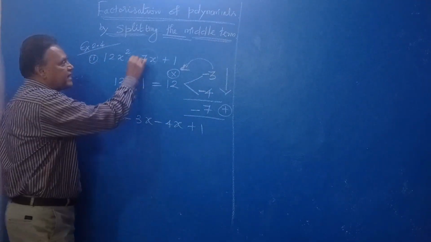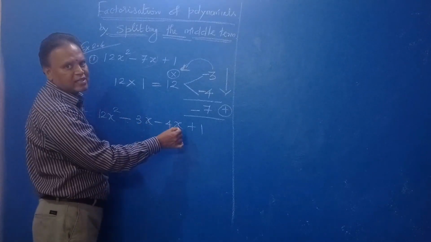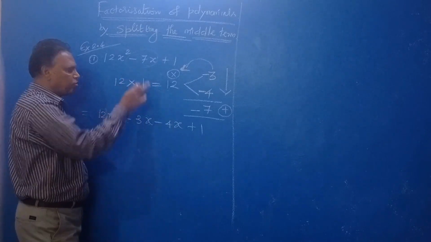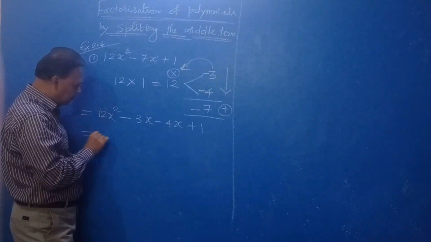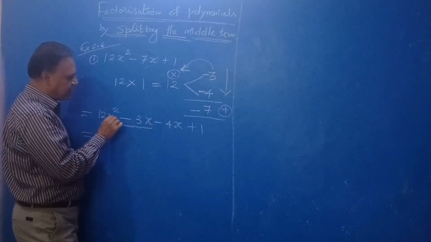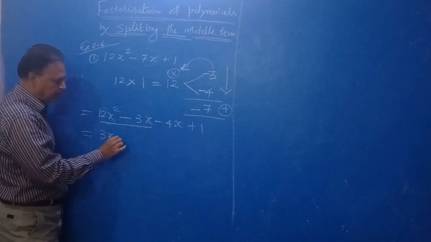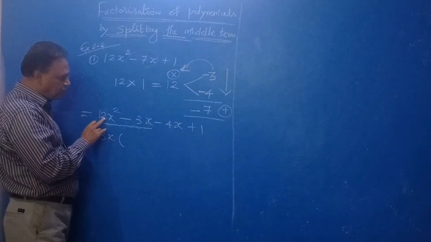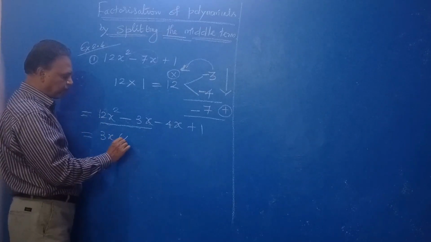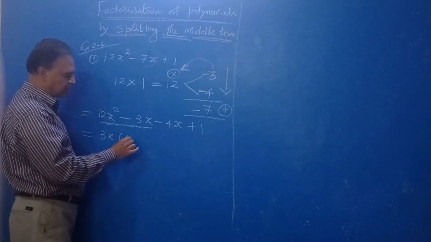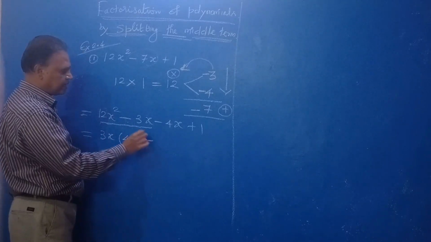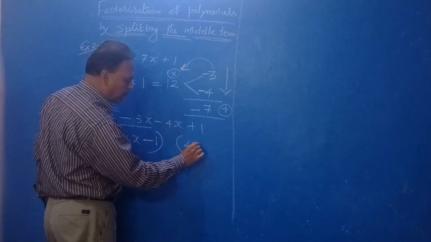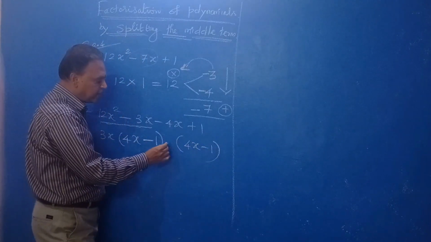Now this minus 7x can be written as minus 3x minus 4x, and it is correctly satisfied. Next step: take the first two terms. What is common here? 3x is common. Taking 3x out, 12x squared gives 4x, and x gives 1, so 3x times (4x minus 1). The same factor must appear in the second pair, so you give one number there.